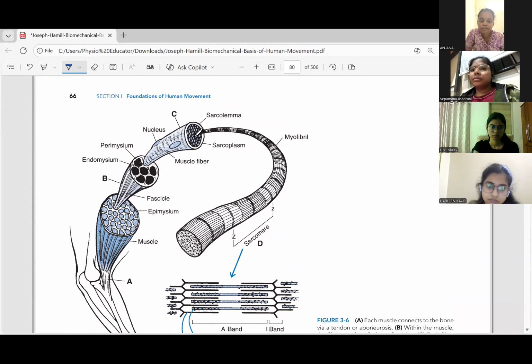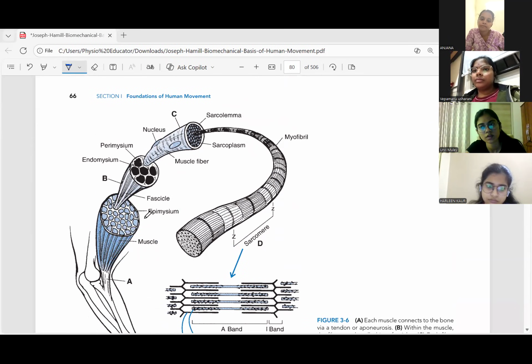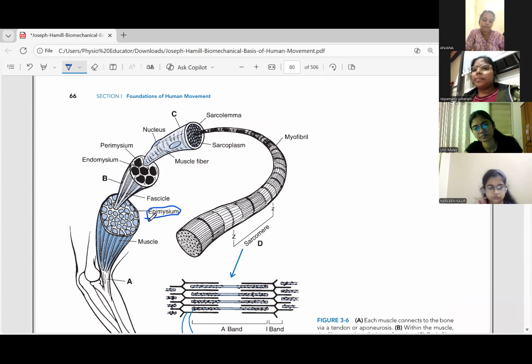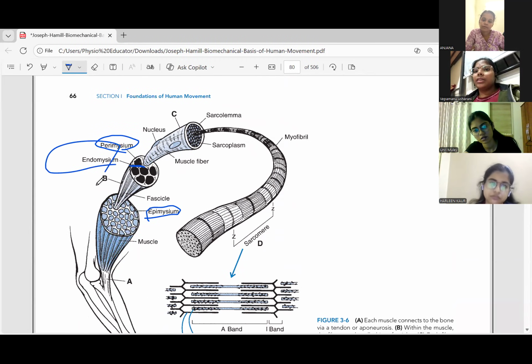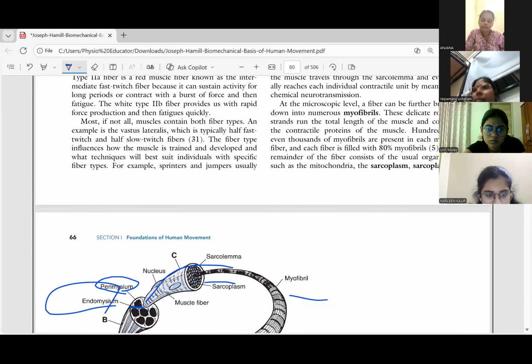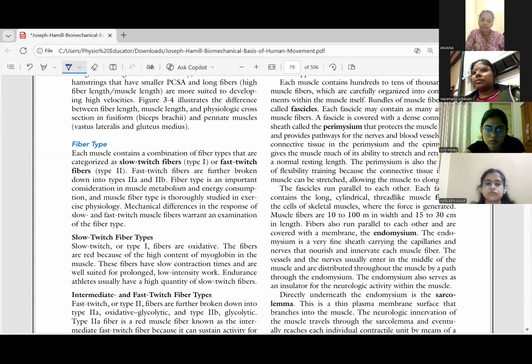So the covering of the muscle is called epimysium. If we take a fascicle, that covering is called perimysium. If we see a muscle fiber covering, that is called endomysium. Okay? And if we take one muscle fiber, it will have sarcolemma, sarcoplasm, myofibril. In that only we can see the actin and myosin, the A band, I band, the sarcomere and all those things.